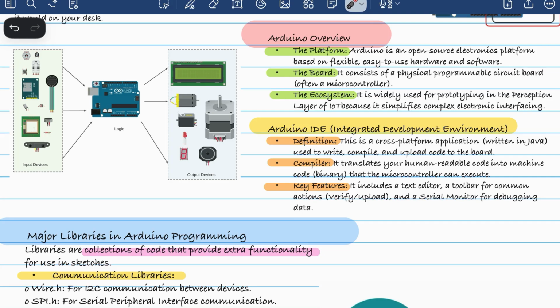The interface also includes a text editor, right? It also includes a toolbar for quick actions like verify and upload, and an incredibly important serial monitor as well. This serial monitor acts as a text terminal window, allowing your physical board to send data strings back through the USB cable to your laptop screen so you can debug your code in real time.